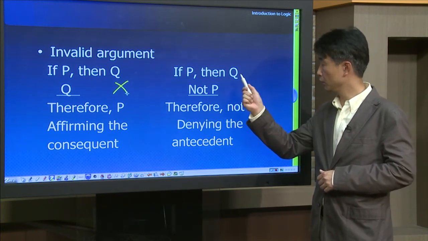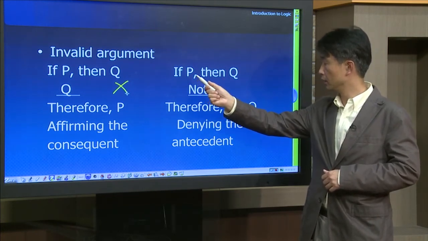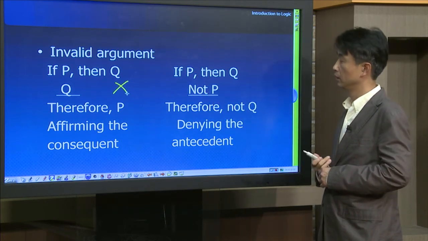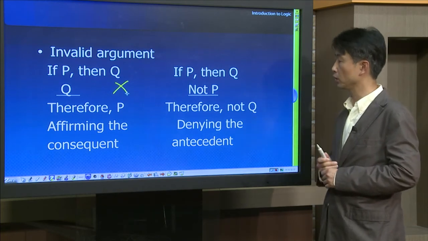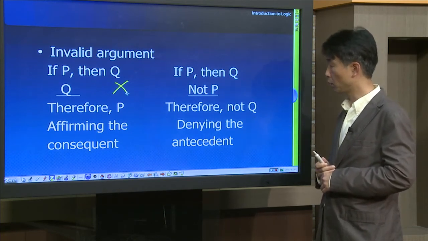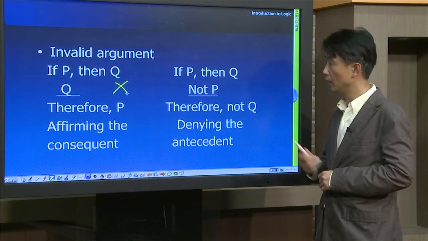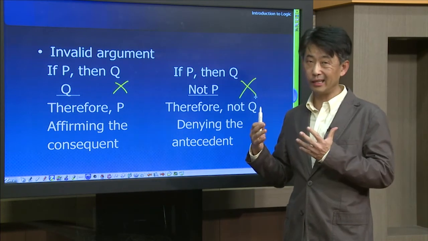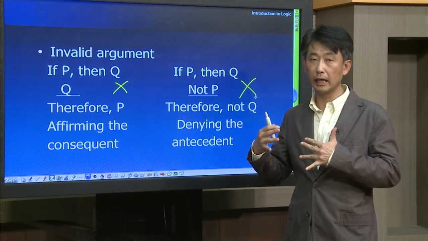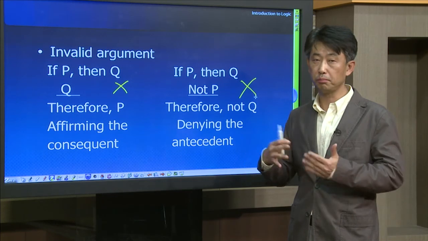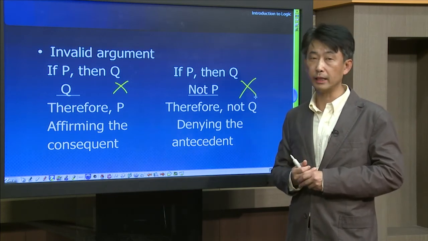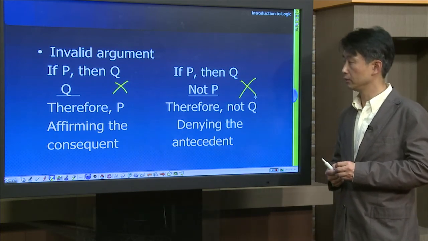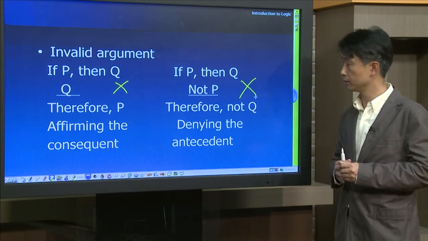If P then Q and P is not the case, can you conclude that Q is not the case? No. That's invalid. This is also an invalid argument. It's called denying the antecedent. Both of these are invalid arguments, and they look more like MP or MT, so people confuse them with the valid ones. But we shouldn't. These two are invalid arguments.